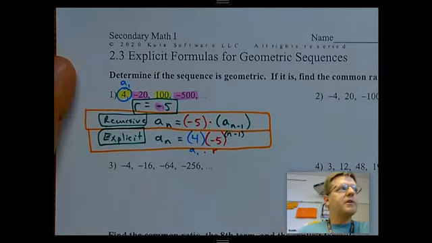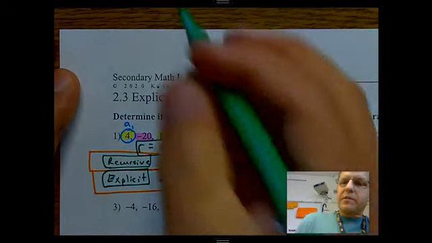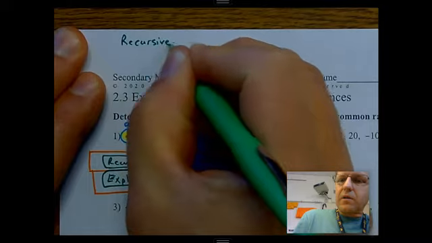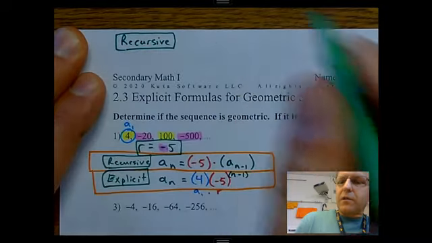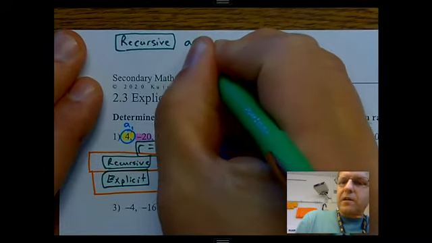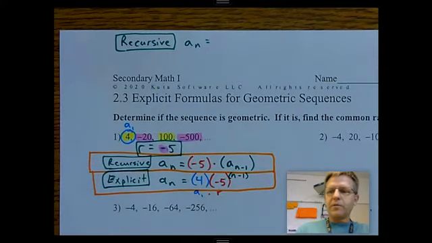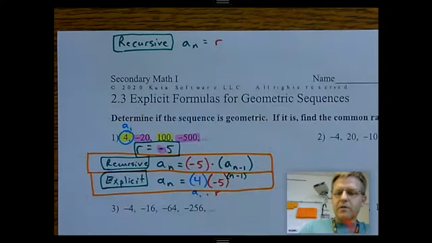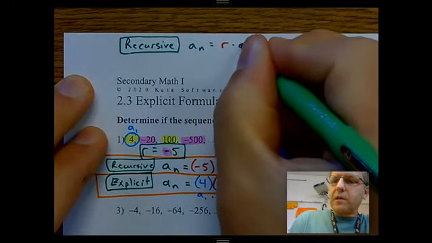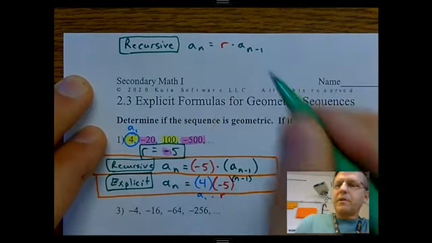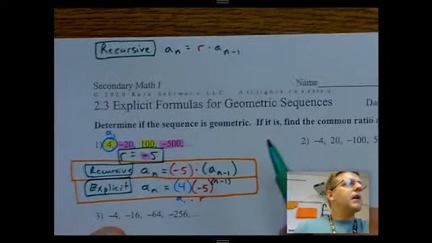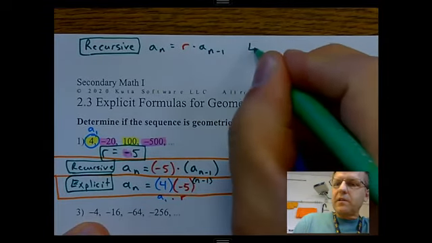So let's come up here and write the general formulas. So recursive says a sub n is equal to your common ratio times a sub n minus 1. Okay? It just says, what are you multiplying by every time? That's all it says.